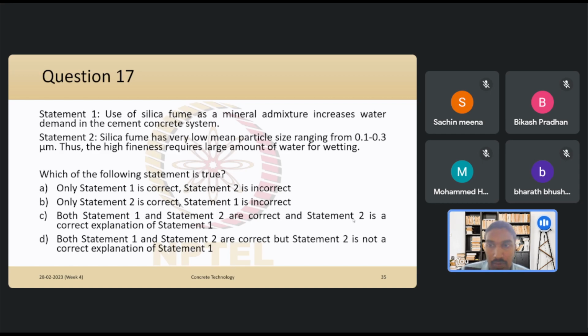The options are: A, only statement 1 is correct and 2 is incorrect. Option B is 2 is correct and 1 is incorrect. C is both are correct and 2 is the correct explanation for 1, and D is both are correct but the second statement is not the right explanation for statement 1.